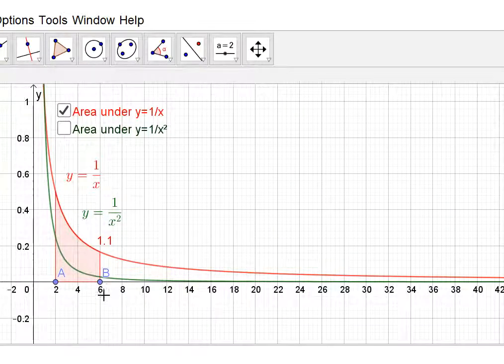So if first we look at the area bounded by 1 over x from 2 to infinity, I'm going to let the top limit b get bigger and bigger. So although the values of 1 over x are getting smaller, this area is going to get bigger and bigger as we get closer to infinity, as the limit gets closer to infinity, and is divergent.